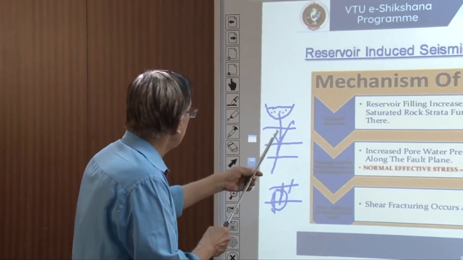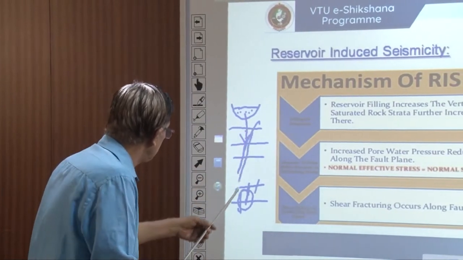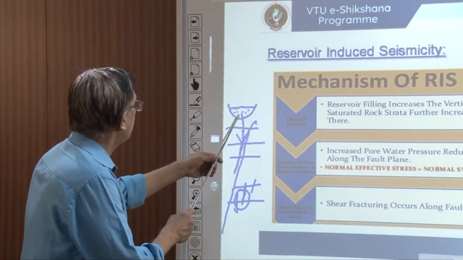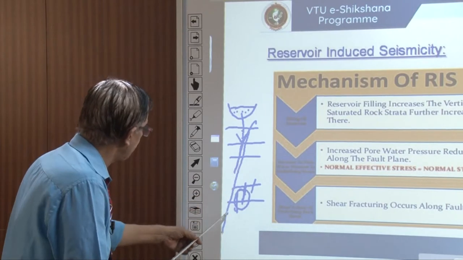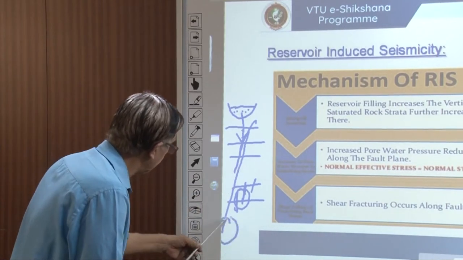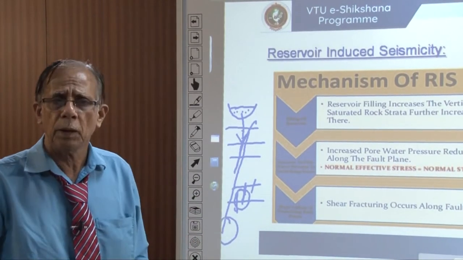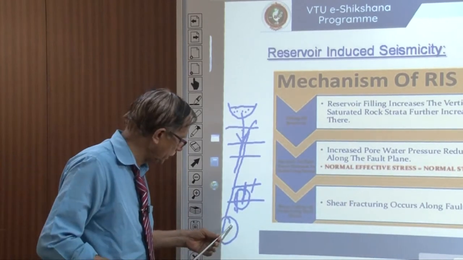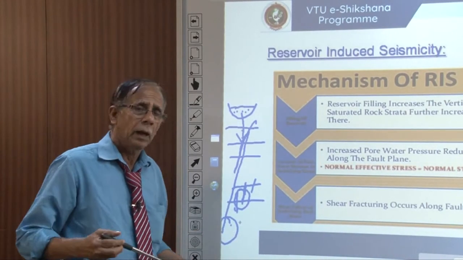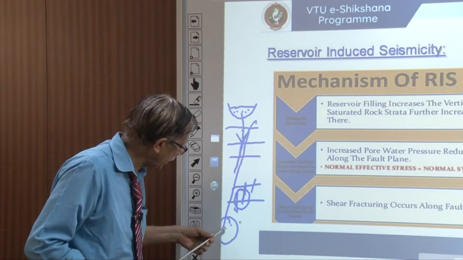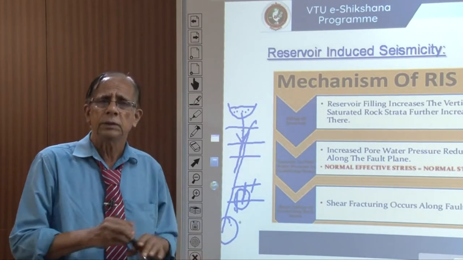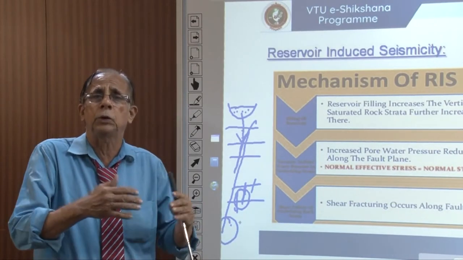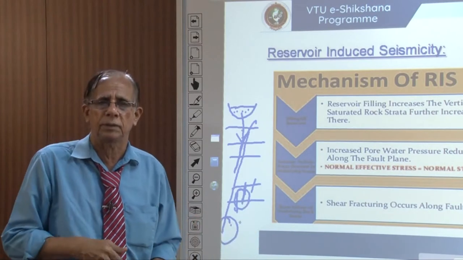Suppose I have a deep fracture, deep enough. Water percolating through this deep fracture can reach great depth. What happens at great depth? There is a high temperature, and because of that high temperature, the water turns to steam. The steam has the ability to exert pressure.